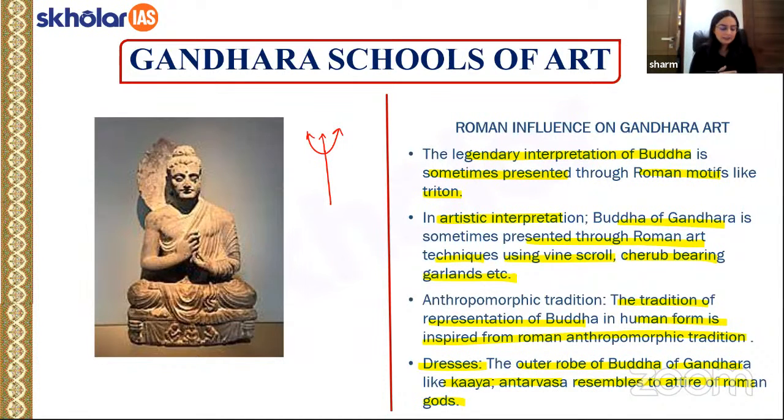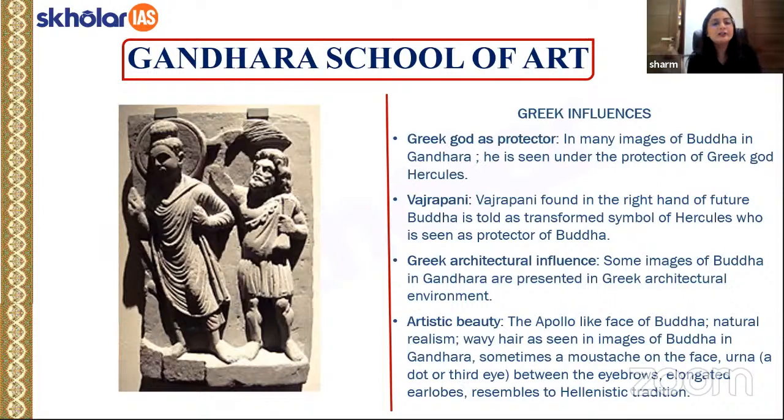तो हम यहाँ पर ये याद रखेंगे कि सर्टेन मोटिव्स, the artistic interpretation, the anthropomorphic tradition, that is the depiction of Buddha in human form, along with the dresses or the robes which Buddha used to wear, bore an influence from the Roman traditions. तो स्टूडेंट्स, हमने अभी तक सेंट्रल एशियन ट्रेडिशन का जो इन्फ्लुएंस है गांधारा आर्ट पे, रोमन ट्रेडिशन का जो इन्फ्लुएंस है गांधारा आर्ट पे, ये दोनों चीजें पढ़ ली हैं.